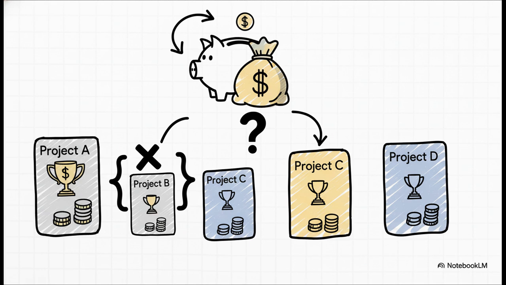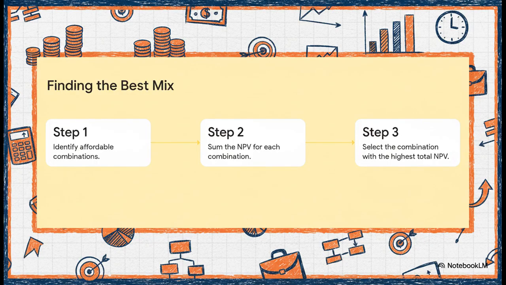Oh, and one more rule. Projects A and B are mutually exclusive. You can pick one, but not both. So your goal isn't just to find the single best project, it's to find the best portfolio of projects. It sounds complicated, but the way you solve this is actually pretty simple. It's just a 3-step process.